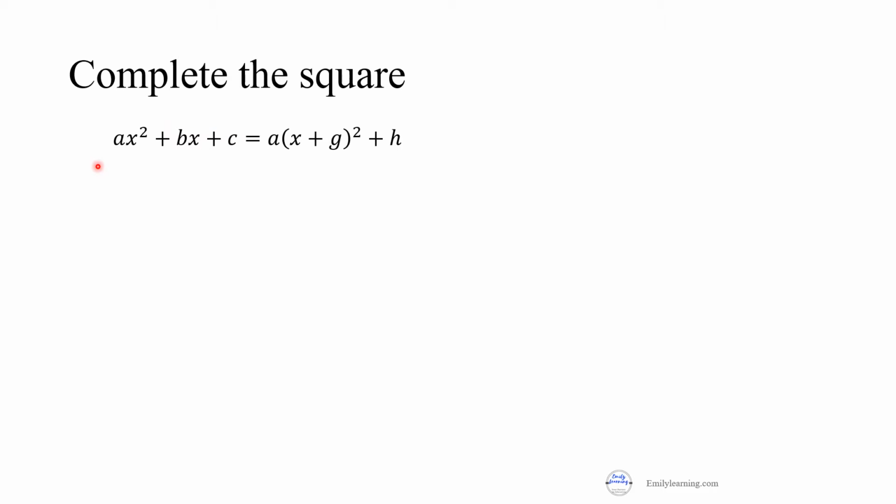To complete the square, what you need to do is to change the quadratic function from this form to this form. I know that it doesn't make sense if we look at it just like this, so let me give you an example. For example, I have 2x squared plus 4x plus 2. To complete the square, firstly, I need to take out a, which is the coefficient of x squared. So now I have x squared plus 2x plus 1.